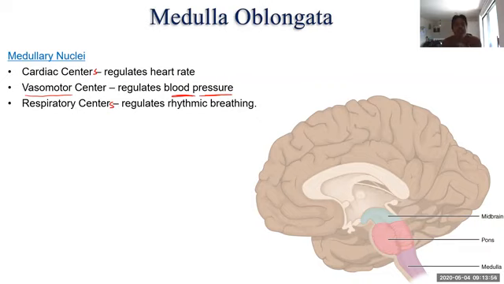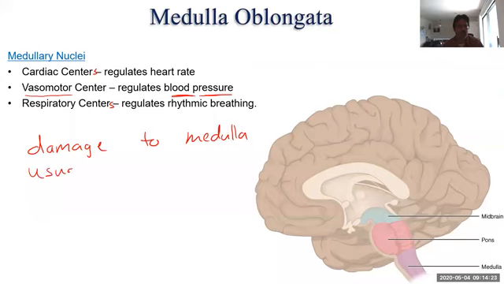As you can imagine, this is a very vital part of the brain. This is a part of the brain that is very primitive. I shouldn't say primitive, it's ancestral if you'd like, which means you'll see it through most animals, or many animals at least, and it helps to keep us alive. Damage to the medulla will typically be lethal. All right, those are the main things I want you to know for the medulla oblongata.